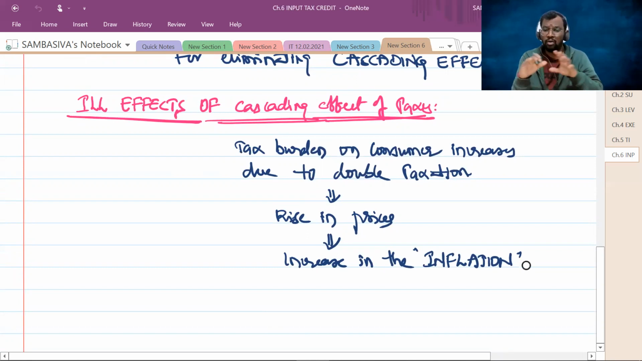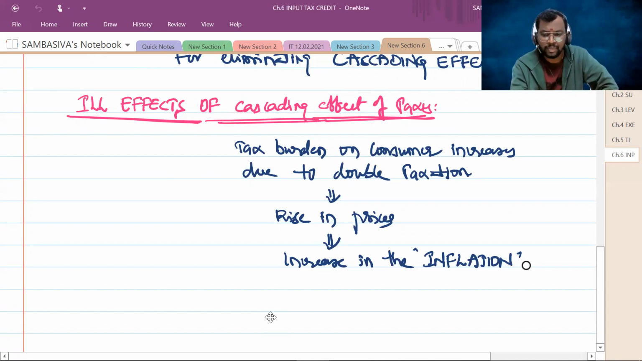So for eliminating all these ill effects, we are allowing the input tax credit. Whenever the taxpayer gets the input tax credit, he will not add the input taxes to the cost of the goods. And when input taxes are not added to the cost of the goods, there is no scope for cascading effect of taxes. So the tax burden on the consumer decreases, there will be no rise in prices, the prices comparatively reduce, and there is a reduction in inflation as well.